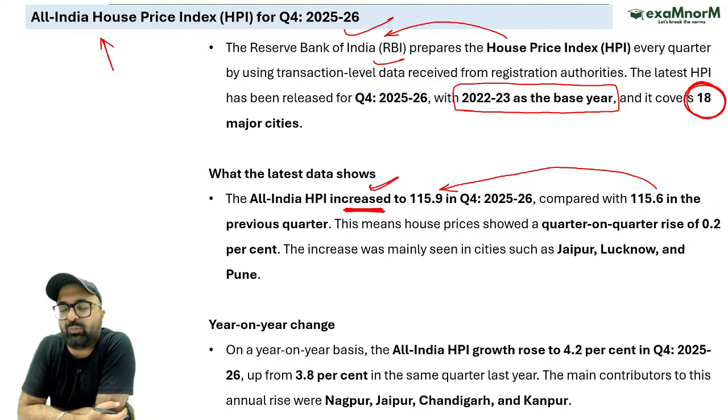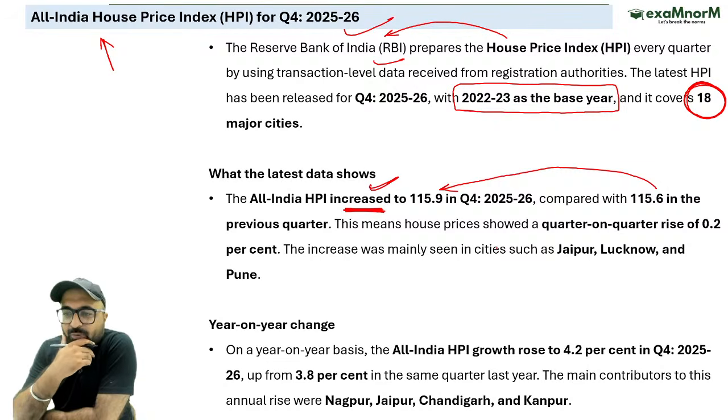115.6 है, 115.9. यानी कि 100 अगर बेस है 2022-23 तो जो घर पहले 1 करोड़ का था वो 1,15,90,000 का हो गया as per the latest index. ठीक है जी, क्लियर हो गई. I hope it is clear.